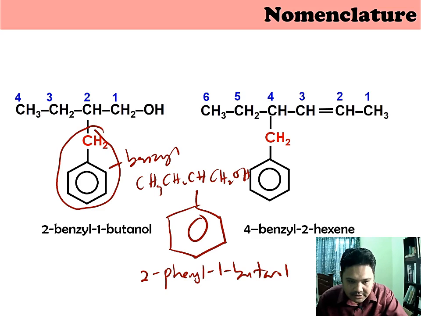Benzyl has a CH2 before it attaches to the parent, but phenyl is directly attached to the parent. Okay, so that's all for our class.